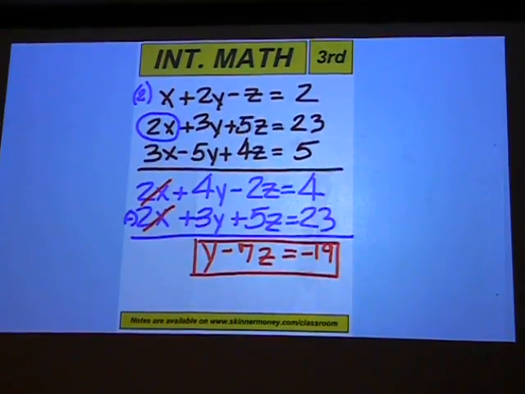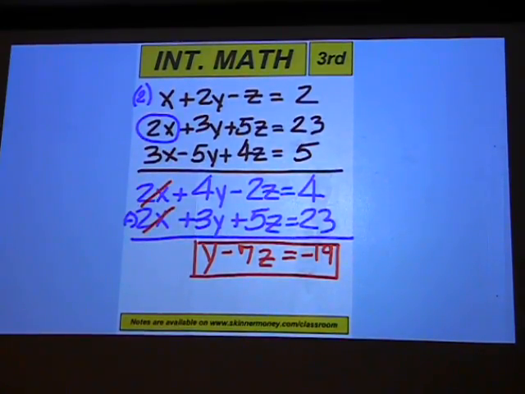We want to multiply the top equation by 2, so we'll have a 2x and a 2x. When we do that, we're going to subtract because we have two positive 2x's. And when we do that subtraction, we're left with y minus 7z equals negative 19. We will hold that equation and move on to the next item.